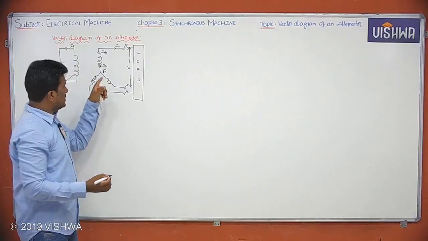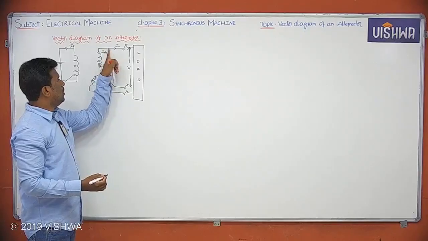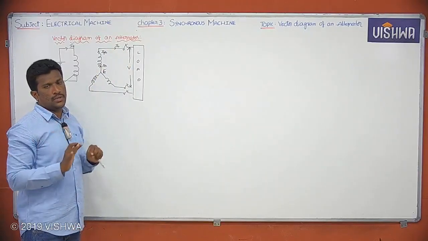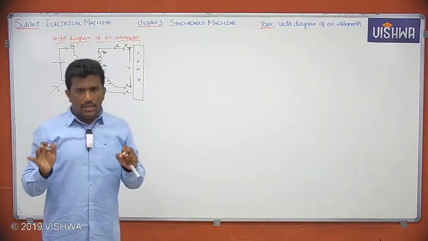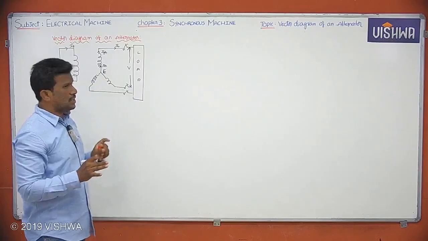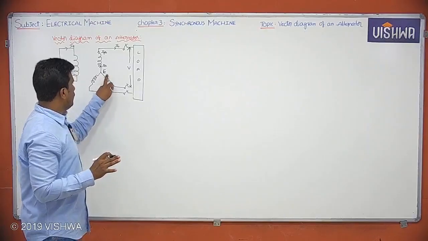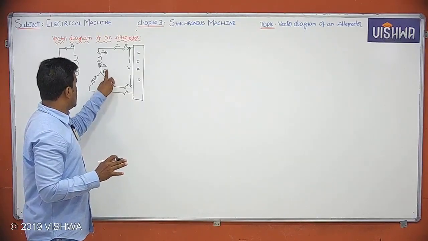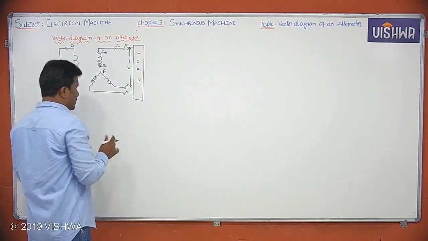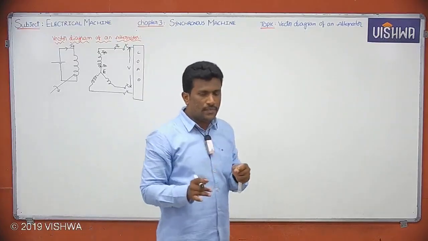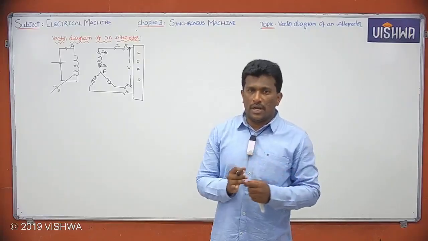Since it is a star connection, in star connection, armature current, phase current, and load current are all the same. Every time there is no need to repeat. Just remember, in an alternator, since the armature winding is star connected, IA equals I phase equals IL. And this EMF is the generated EMF. For drawing the vector diagram of an alternator, we need one equation. From that equation only we can draw the vector diagram of an alternator.